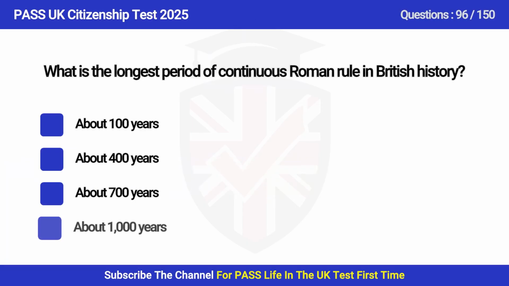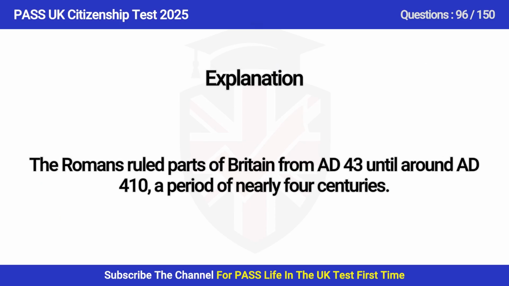Question 96. What is the longest period of continuous Roman rule in British history? A. About 100 years, B. About 400 years, C. About 700 years, D. About 10 years. Answer is B. About 400 years. The Romans ruled parts of Britain from AD 43 until around AD 410, a period of nearly 400 years.